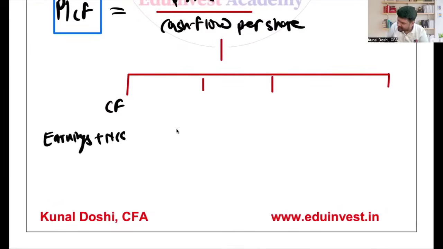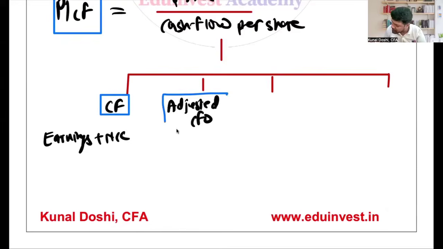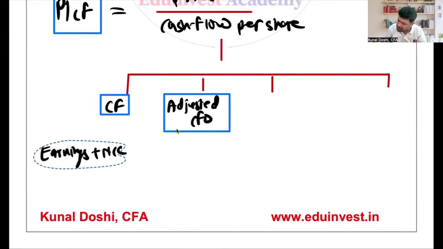Earnings plus non-cash. This is your simple cash flow, correct? But we have understood there are various other cash flows. There is something which is going to come up as adjusted cash flow or adjusted CFO. This is very interesting. This is slightly new. Okay, adjusted cash flow. This is going to be my normal cash flow. Then what is my adjusted cash flow?